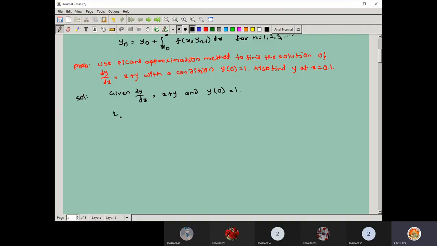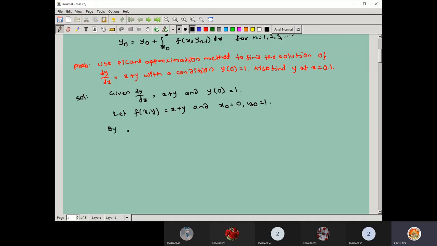So here you are introducing a function f of x comma y. What is the meaning of f of x comma y? Normally first order ordinary differential equation can be denoted by dy by dx equal to f of x comma y. So whatever may be the expression is there for dy by dx, you take it as f of x comma y, and the condition it is denoted by y of x naught equal to y naught. So here x naught is 0 and y naught is nothing but 1. So once you identify this, now I am applying Picard approximation method.